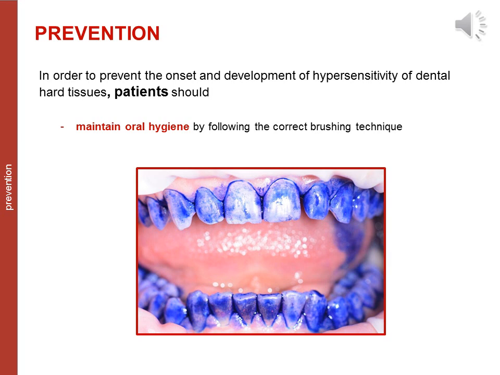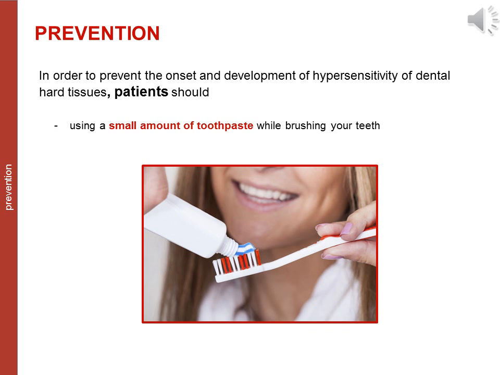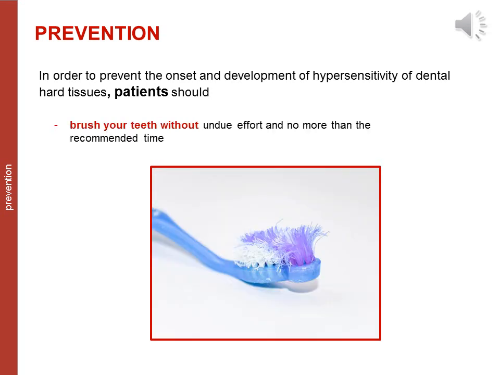In order to prevent the onset and development of hypersensitivity of dental hard tissue, patients should maintain oral hygiene by following the correct brushing technique. Using a small amount of toothpaste while brushing your teeth, because toothpastes contain a foaming component that flushes calcium out of the enamel. Brush your teeth without undue effort and no more than the recommended time, no more than 3 minutes.